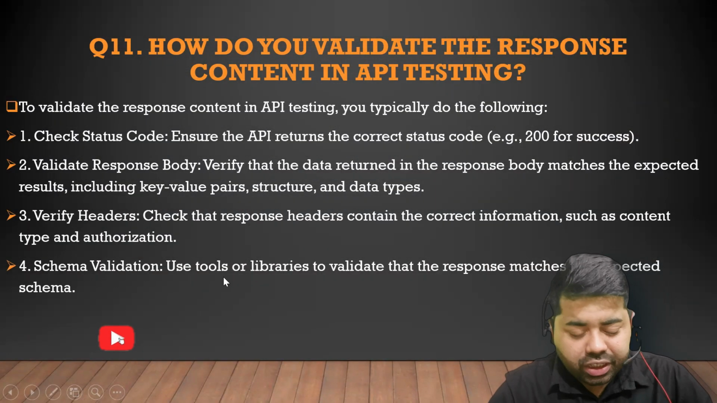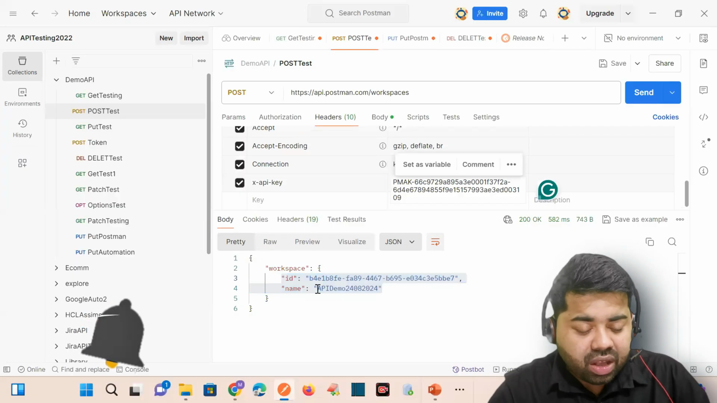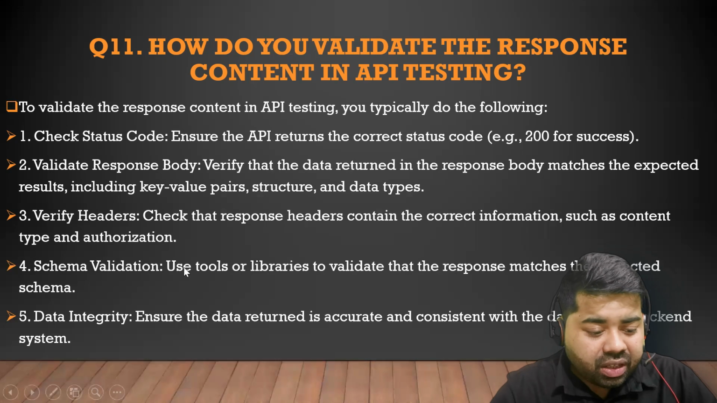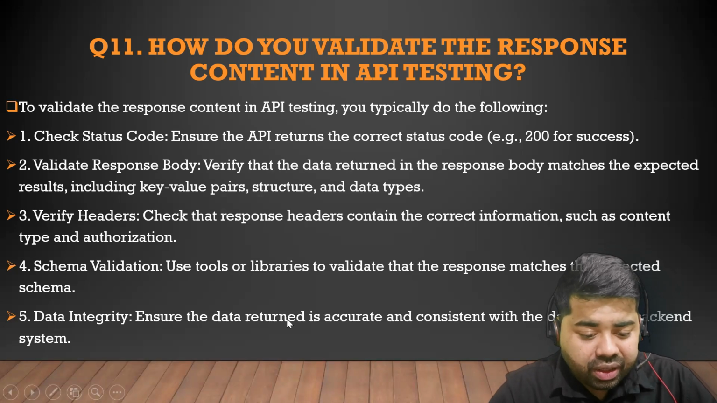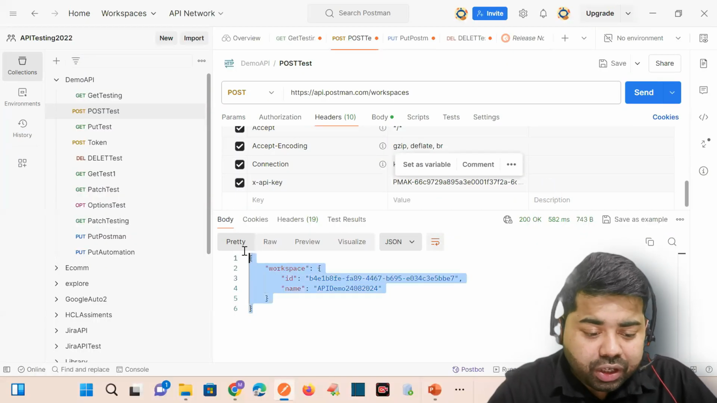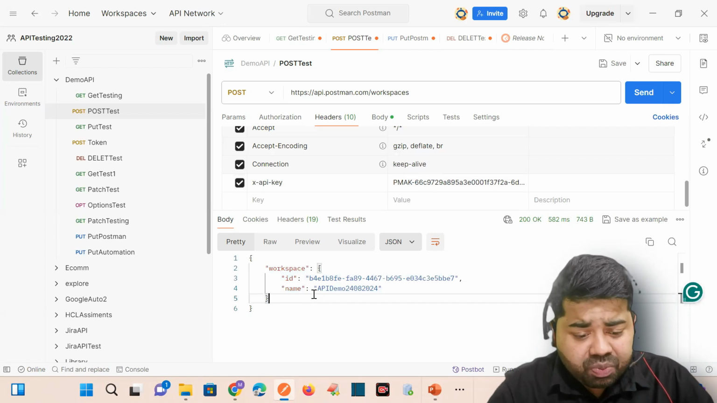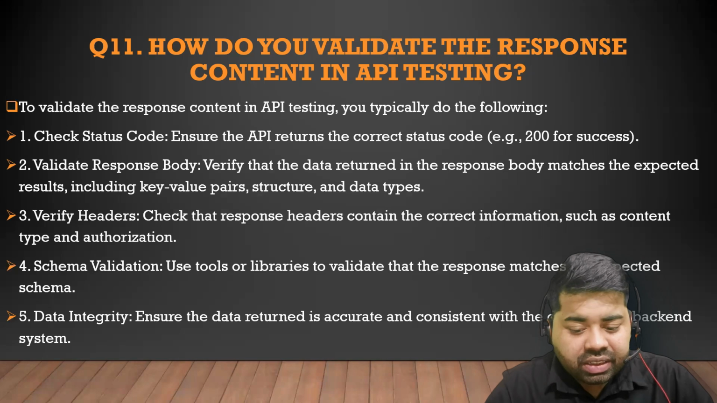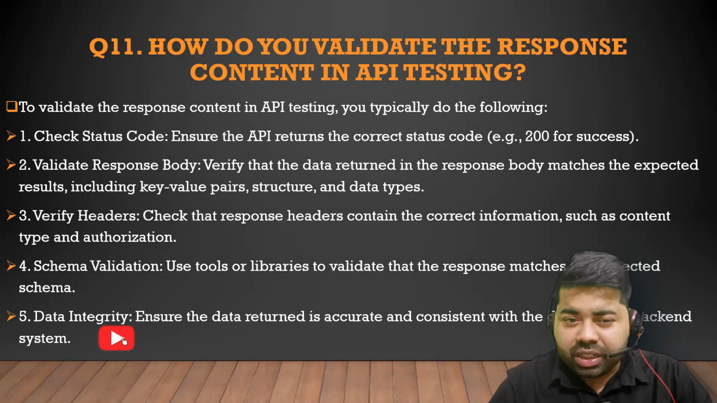Schema validation, right? Sometimes we are getting huge data, so we can take help from some tools and libraries to validate that the response matches the expected schema. Then data integrity: ensure the data returned is accurate and consistent with the database and backend system, guys. This is another important part. Something is returned from the database, so we need to also validate the database as well. Whatever value is returned from the response side, we can check in the database as well. So this is also important.